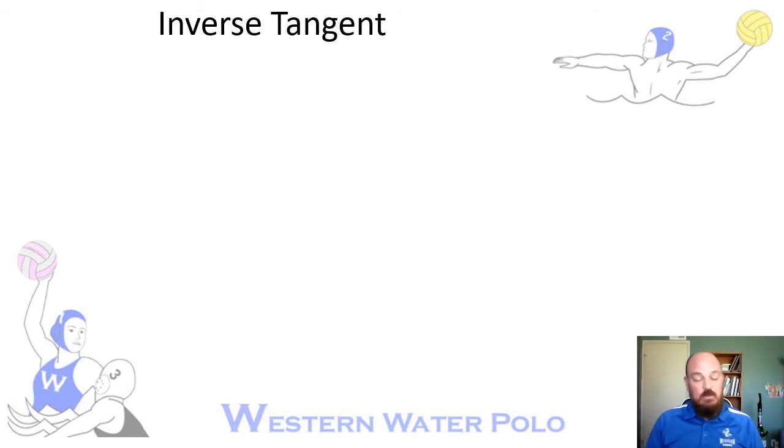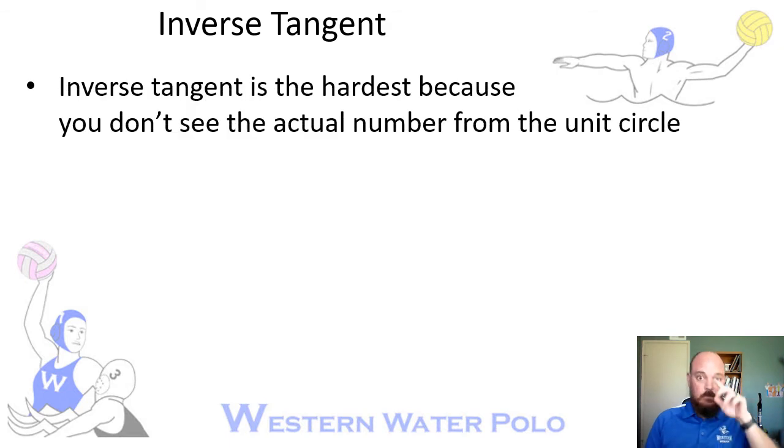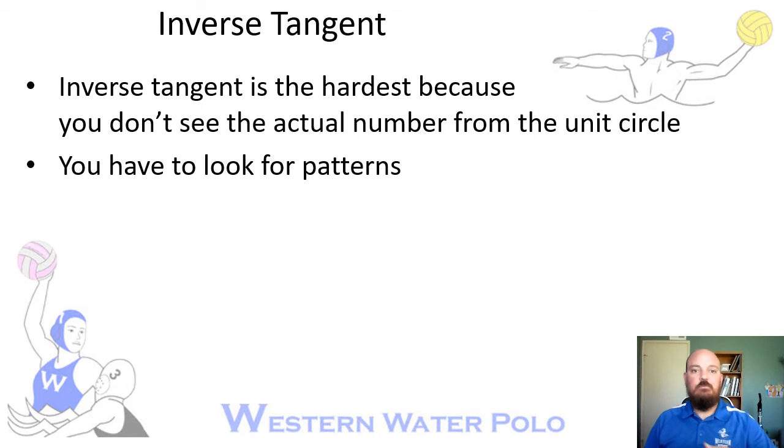Okay, now let's talk about inverse tangent, because inverse tangent can be a little bit tricky. When you're doing inverse sine and inverse cosine, we just did one example of each, and we know those numbers from the unit circle. Like, inverse cosine of 1/2, we know where that happens. Inverse sine of negative 1/2, we know where that happens. See, tangent is different because you have to build it from sine and cosine. You don't actually see the final answer on the unit circle. So you have to look for patterns, and let me show you a couple of them, and I think you'll see what I mean.